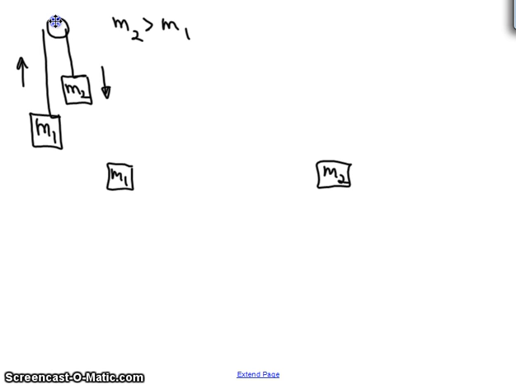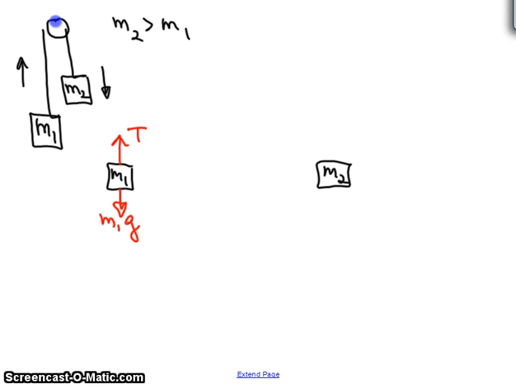If we look at M1, what do you think? There's a string pulling up on it, right? There's a cable pulling up. That's going to be an upward tension. And then it's going to have a second force, which is the weight going down. And we'll call that M1 times G, the weight.